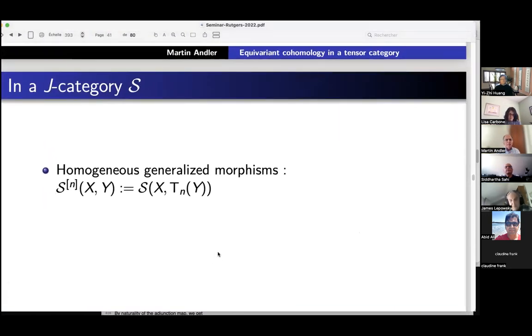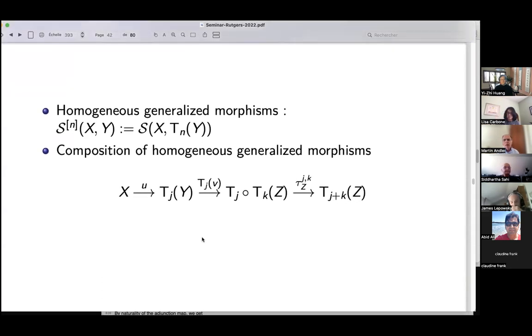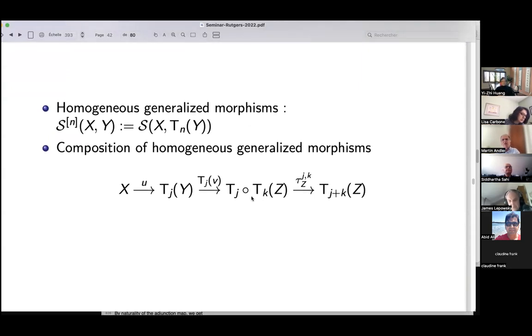So now what happens in a J category? I said that we have this action, Tn, and we can consider homogeneous generalized morphisms. Actually, we can also consider the direct sum, the coproduct, of these Sn, but we mostly work with homogeneous generalized morphisms. These basically correspond to degree-shifting morphisms. We have a composition of homogeneous generalized morphisms given by this formula. So you do U, you compose with the translate Tj of V, and then you have to go from Tj composed with Tk to Tj plus k.